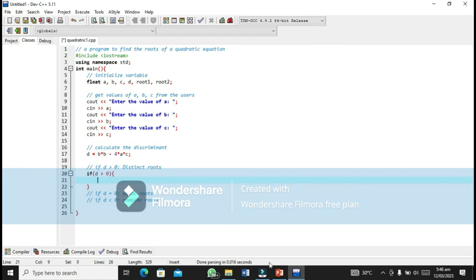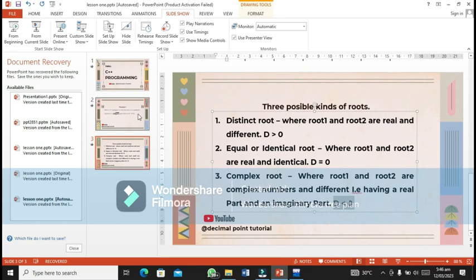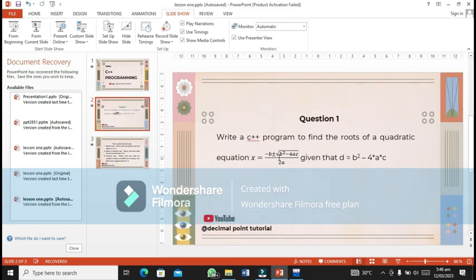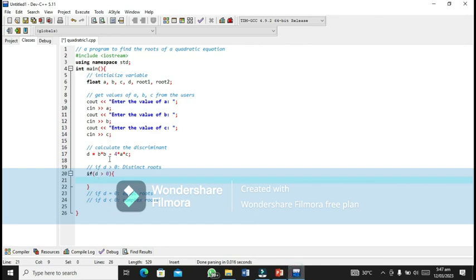Now, if D is greater than 0, from this formula we split it into two different formulas. That is, our root 1 is going to have the value of minus B plus the square root of B squared minus 4AC, divided by 2A. And our root 2 is going to have minus B minus the square root of B squared minus 4AC over 2A. Now, this is it.